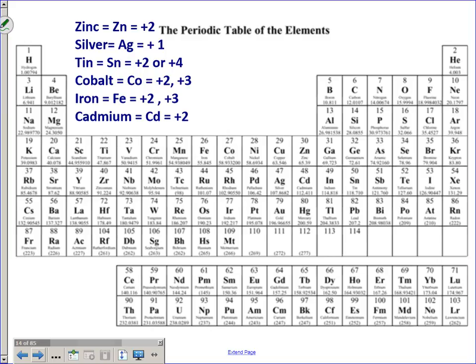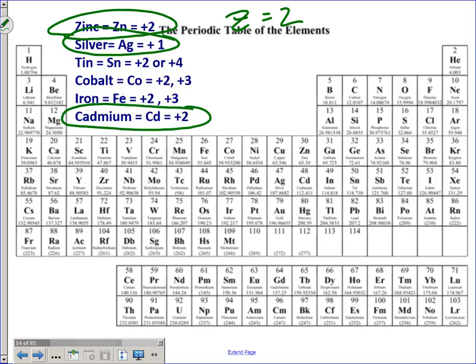So zinc always will form a 2+ charge. And I always say a Z looks like a 2, right? Zinc, 2, okay? And then I'm not really a fan of gold, but silver's number 1 in my group, okay? Silver is number 1, it has a 1+ charge, always. And then cadmium, I don't have a silly way for that one, sorry. Cadmium always gets a 2+ charge. And so you'll see zinc is here, silver is here, and cadmium's here. So these are the ones that always have a standard charge.